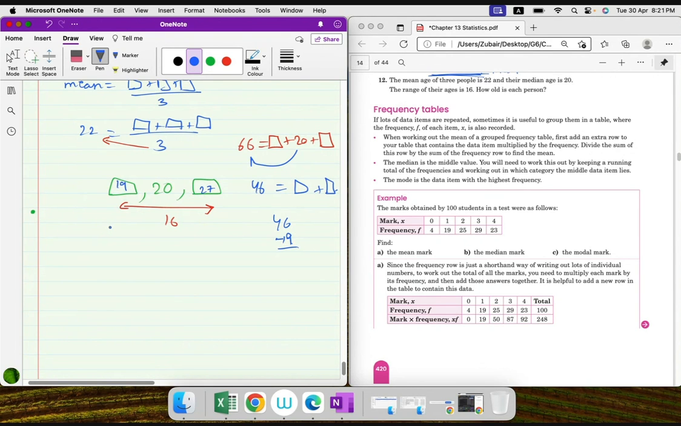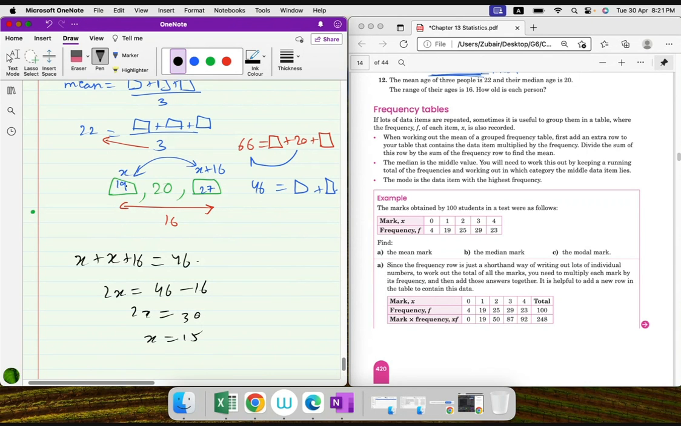But I also know that the range is 16. So 19 minus 27 is 8. That cannot be. So let me think of two numbers which are 16 apart from each other. So let's say this is x and this would be x plus 16. So x plus 16 is actually equal to 46. 2x is equals to 46 minus 16. 2x is equals to 30. x is equals to 15.